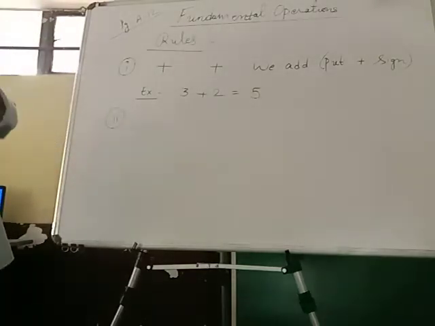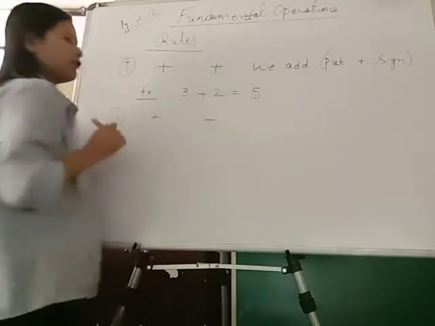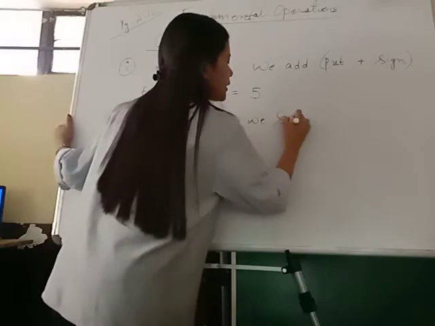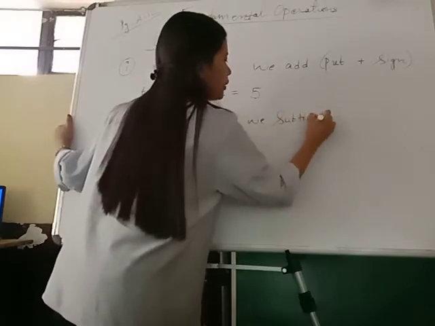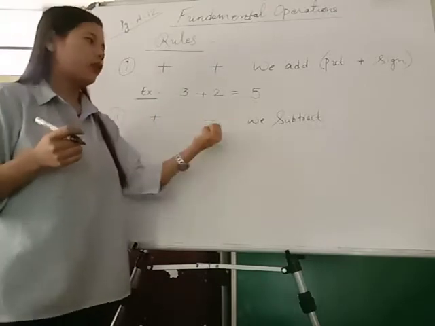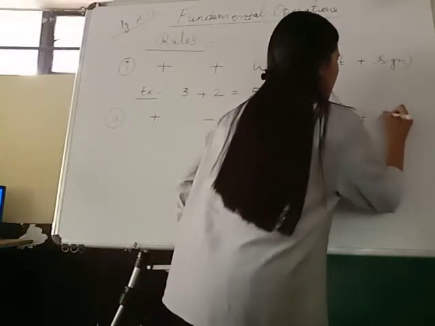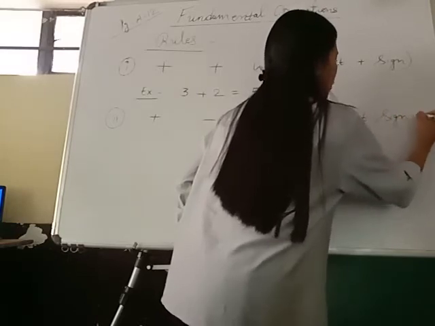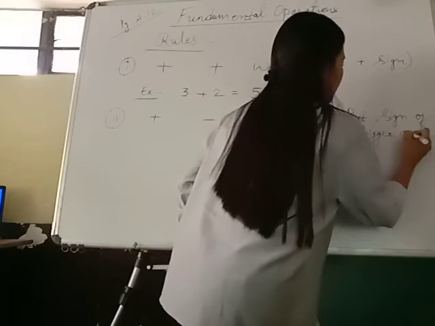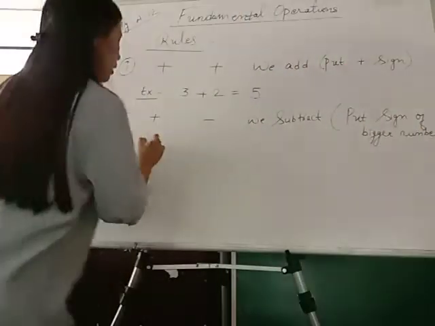Let us look at rule number 2. Whenever we have a positive number and a negative number, this is a very important rule, we subtract. So whenever you see any two numbers in which one is positive and one is negative, we subtract and put the sign of the bigger number.